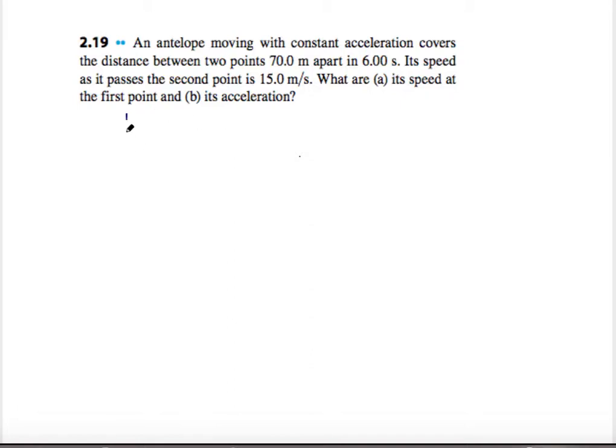If we want to think about this graphically for a second, we have an antelope moving with constant acceleration covering a distance between 2 points. So let's call the first point 0, 0, and we'll say our second point is 70 meters apart. If I look at a quick sketch of a graph here, as long as acceleration is constant, I should have a parabolic position-time curve, with this being 6, not 7, 6 seconds later, at a position of 70 meters.